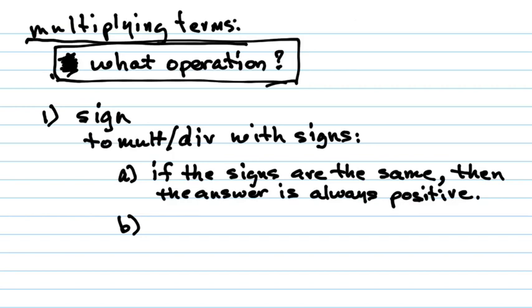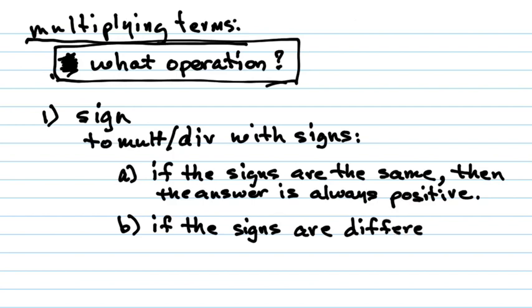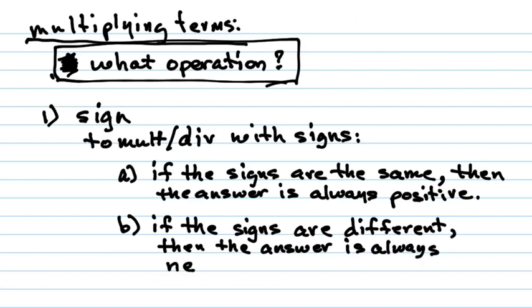Okay, now, the other rule says that if the signs are different, what does it mean if they're different? One's positive and one's negative. Exactly, one of them's positive and one is negative, and it doesn't matter what order. Then the answer is always negative. Okay?